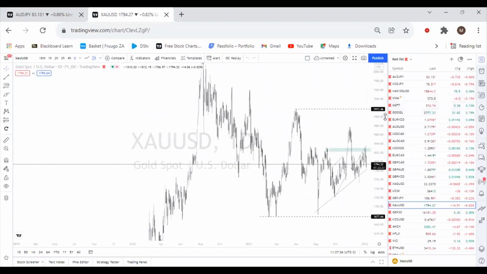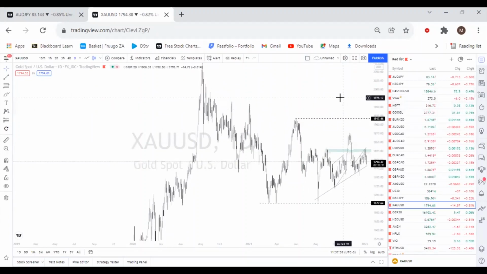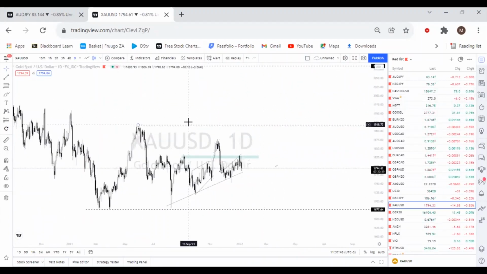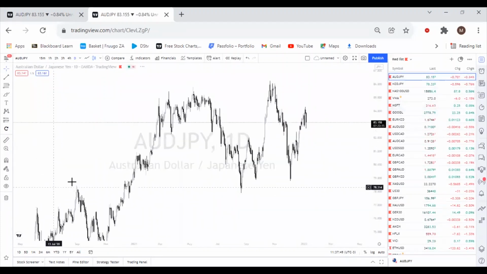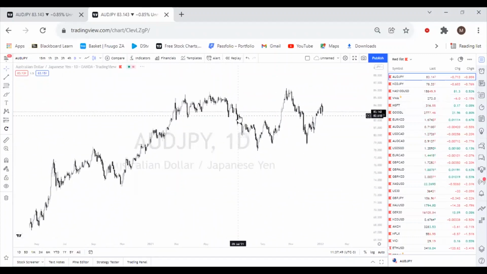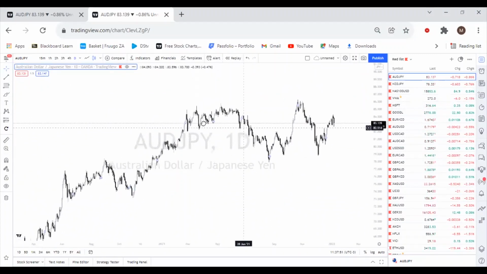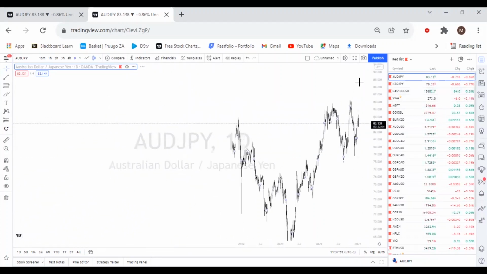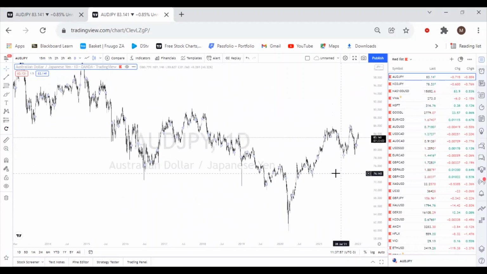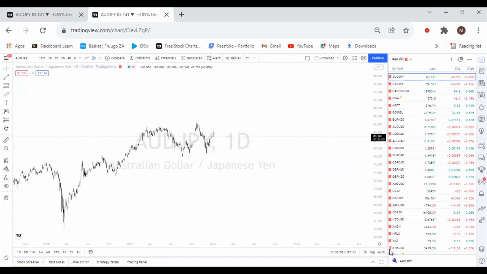So today I just want to give you an overview of a few pairs and an update about what's been happening ever since 2022 started. So the first trade that I'm looking to take this year is Australian dollar against Japanese yen. Today is Thursday.